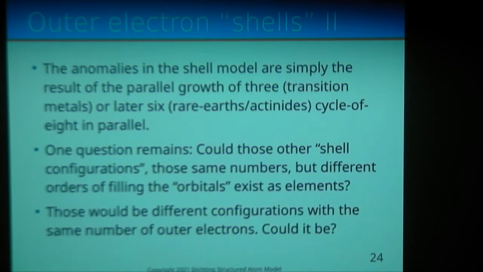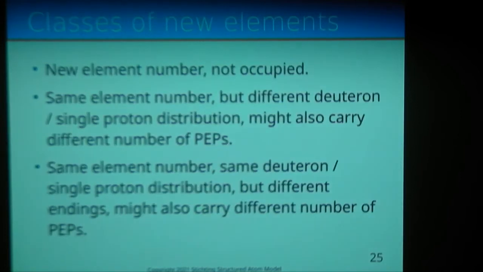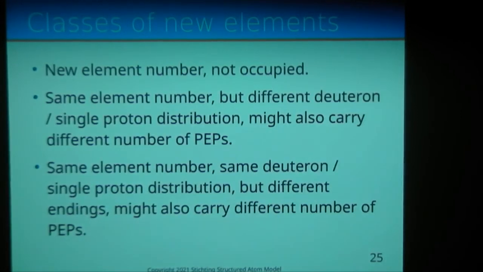Could other outer electron configurations exist, having the same number of outer electrons but different distributions in the orbitals? If so, it would mean that they would be caused by different nucleus configurations. What does this all mean for the possibility that new elements may be discovered?